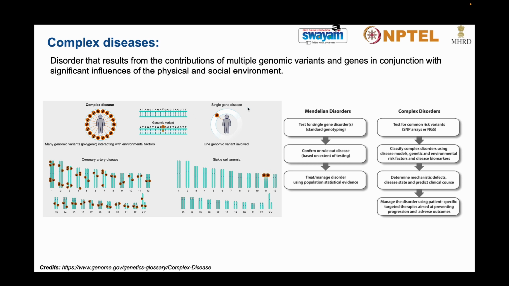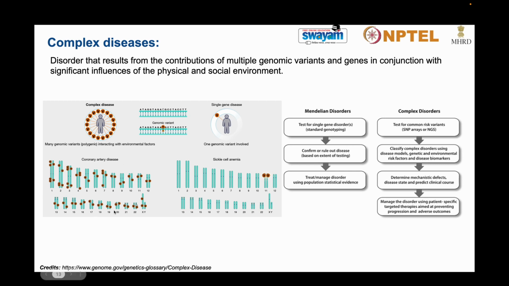So here you can see there is a single gene disease that arises due to a defect in a single gene, or a single variation that causes that disease. But on the left you can see the complex disease. There are multiple variations that are at the same time causing that disease. Many genomic variants are polygenic, interacting with environmental factors. When we look at monogenic and polygenic disorders, in polygenic we say multiple genes are involved. This is the way in which multiple gene variants cause a disease, and other than this, environmental factors also play a vital role. Here they have given the example of coronary artery disease.